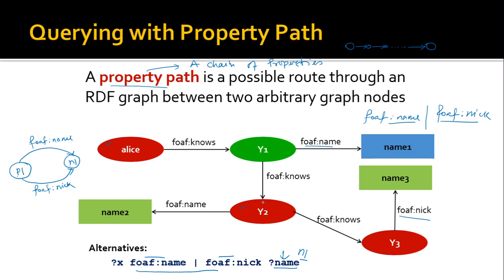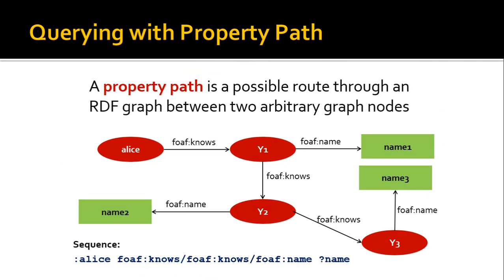So you can see that this particular name 1 would be the output for this pattern, right? And this would also be an output because y2 has got FOAF name to be name 2, right? So we will be having output like y1 name 1, then y2 name 2, and of course y3 name 3, right? Now let us take another example.